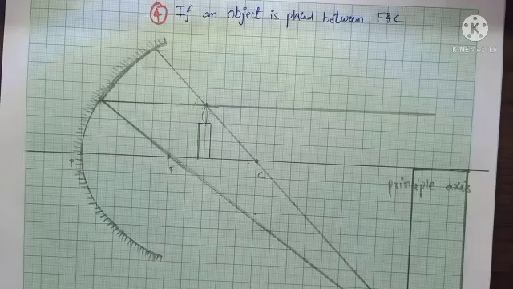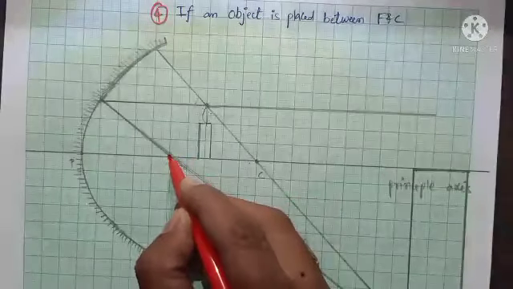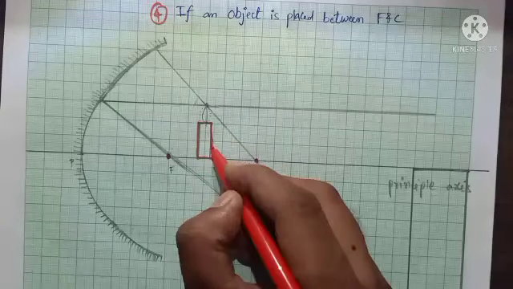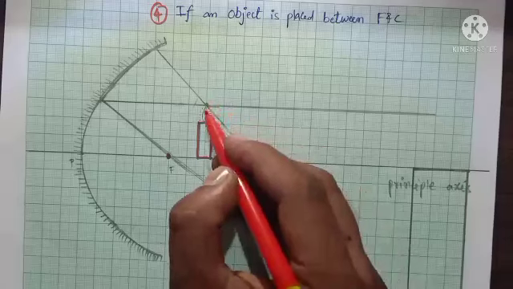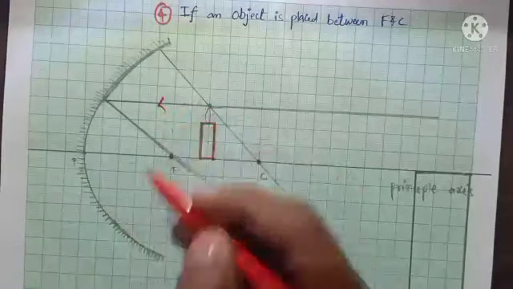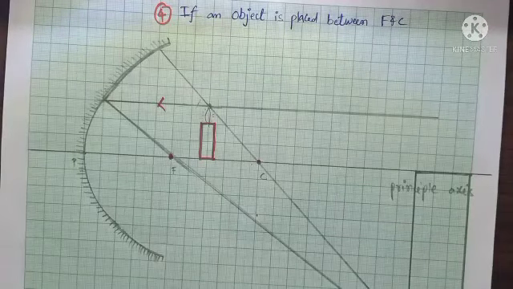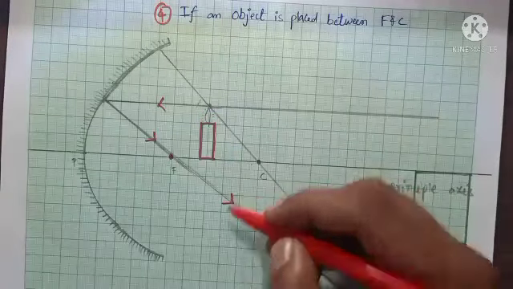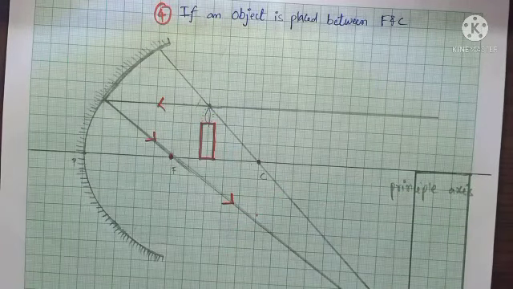Now we are going to draw the fourth situation. If an object is placed between F and C, between the focal point and the center of curvature, here the object is placed in between. So we have to take the first rule again. A ray passes parallel to the principal axis, and after reflecting, the ray passes through the focal point.